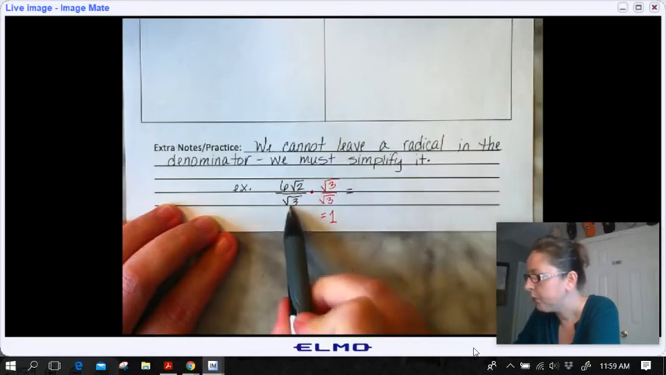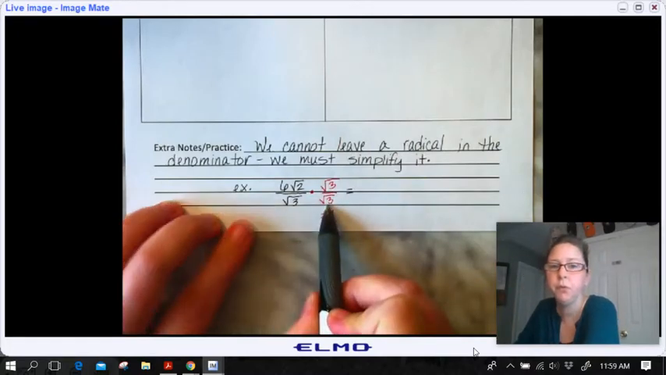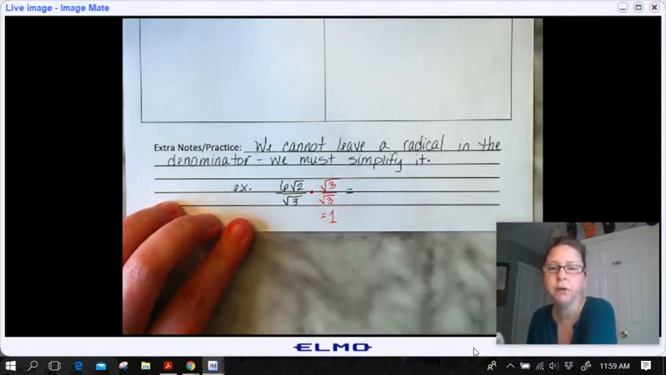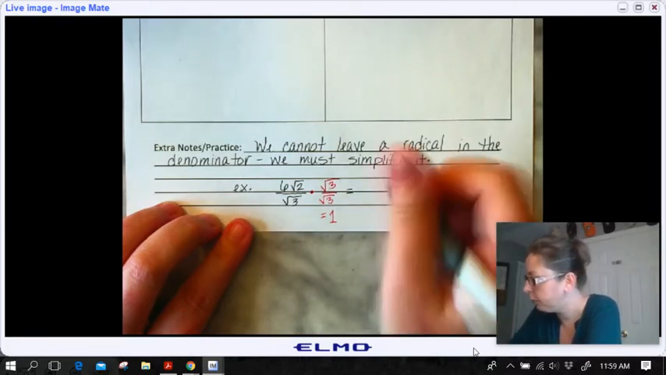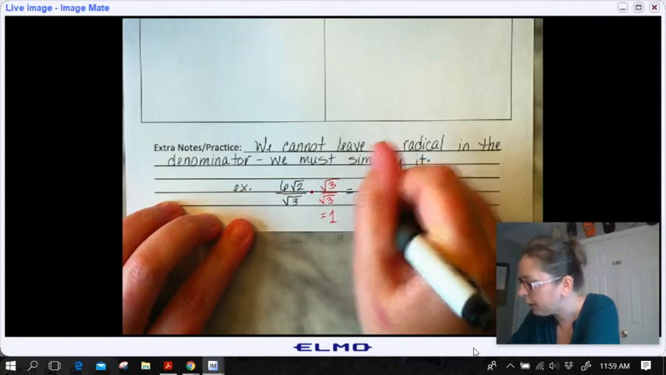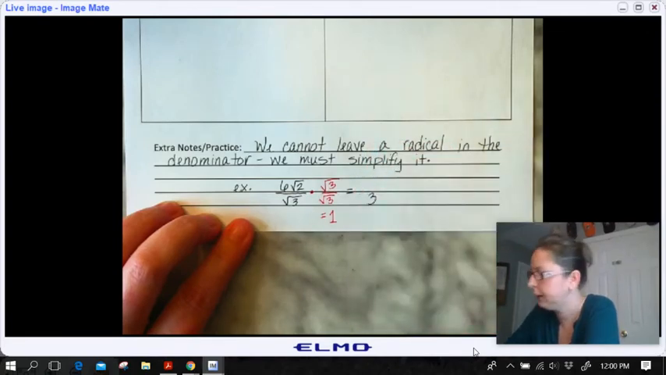So square root of 3 times the square root of 3 is pretty much the square root of 3 squared. And we know that a square and a square root simplify and cancel each other out. So I just have 3 on the bottom.